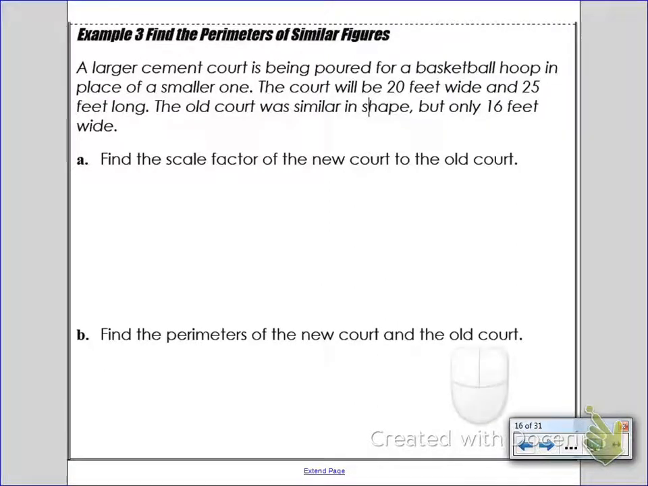All right, for our last example, we have an old basketball court, and we're going to make a new one. If you look at our given information, the new court is going to be 20 feet wide by 25 feet long. Now the old court, which is the one we're trying to compare this to, all we know is that this old court was 16 feet wide. We're not given enough information to solve this problem.